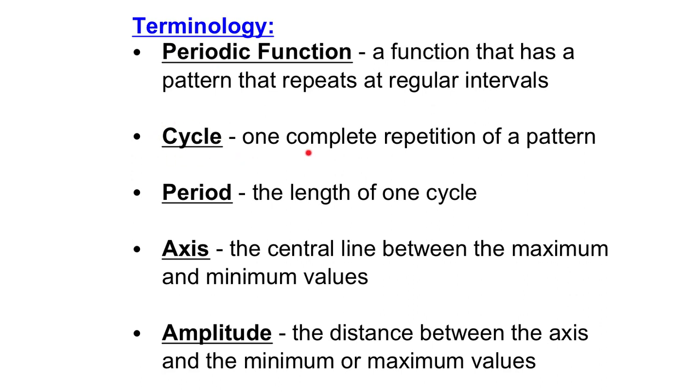A cycle is one complete repetition of the pattern. The period is the length of one cycle. The axis is the central line between the maximum and the minimum values. And the amplitude is the distance between the axis and the minimum or maximum values. I'll illustrate these with an example, but make sure you have them written down first.